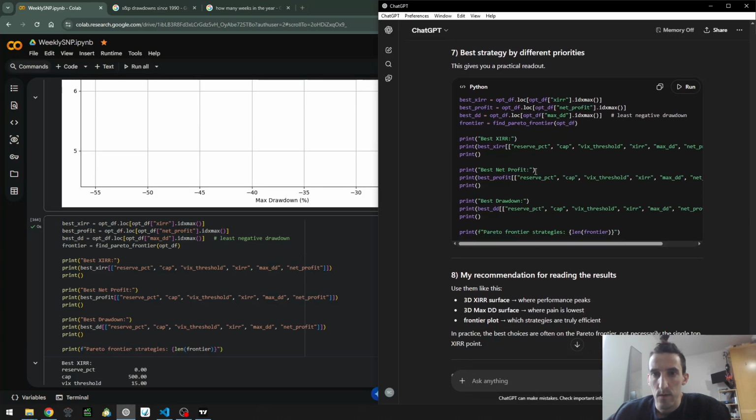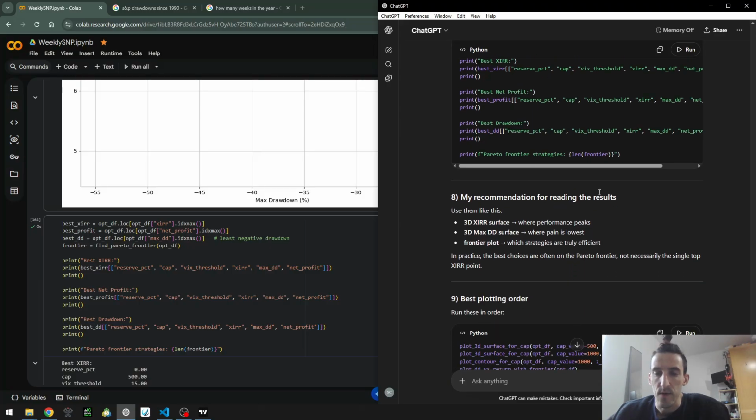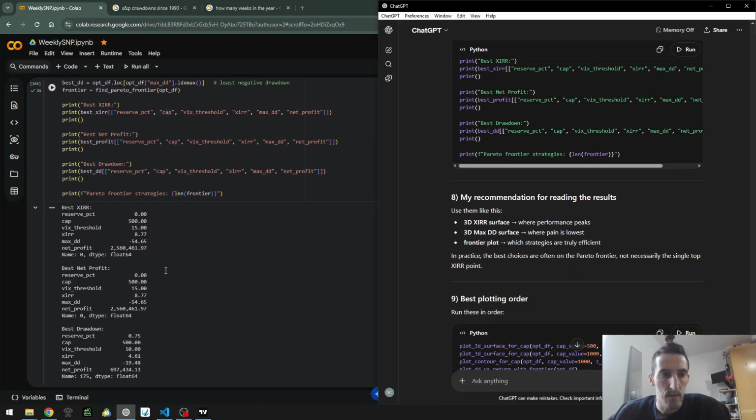My recommendation for reading the results. Use them like this: 3D XIRR surface where performance peaks, 3D Max DD surface where pain is lowest, frontier plot which strategies are truly efficient. In practice, the best choices are often on the Pareto frontier, not necessarily the single top XIRR point.